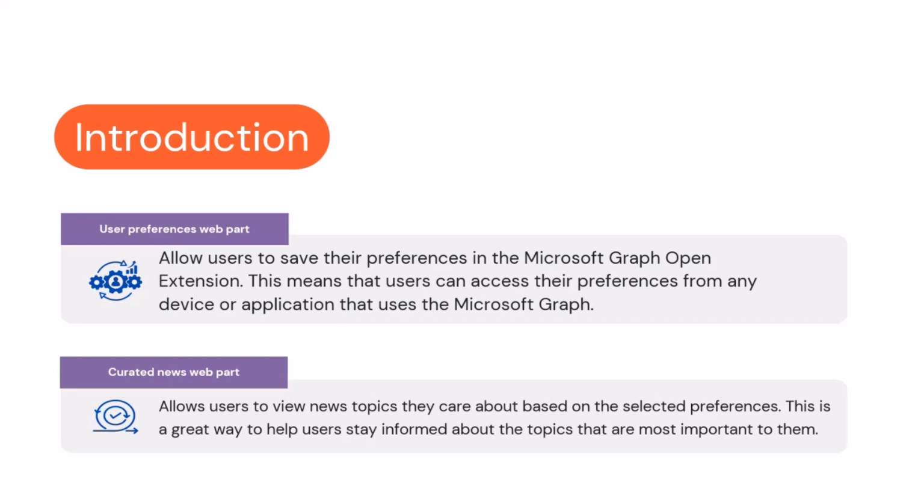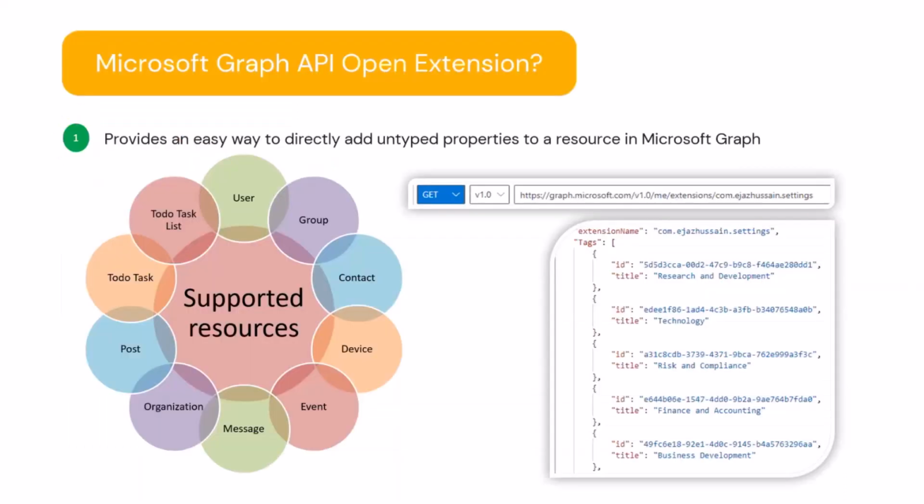For the other web part for the demonstration, I've got the curated news. When the user goes to that web part page, I'm getting those preferences and displaying the news based on their selected preference. If you are new to the Microsoft Graph API Open extension, it provides an easy way to directly add untyped properties to a resource in Microsoft Graph. You can see on the left-hand side the supported resources. As of now, you can add properties to the user, and that's what I'm using at the moment.